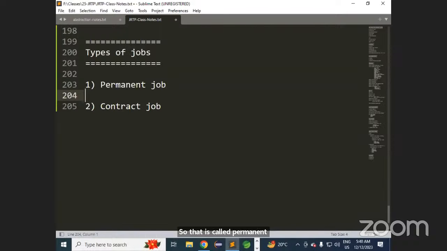So if you directly get the call from one company, if they take your interview, if they give the offer letter, if you work in that company, then it is called a permanent job. And there is a second category of job that is called contract job. Contract job is nothing but companies will sell people to other companies.